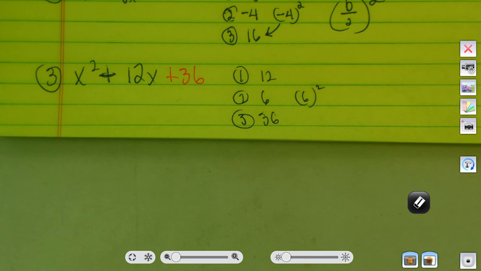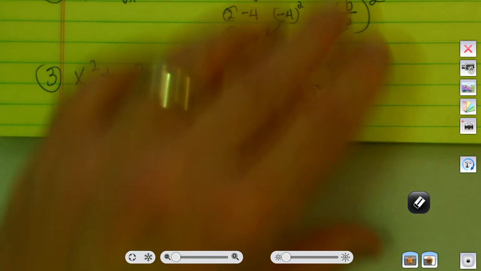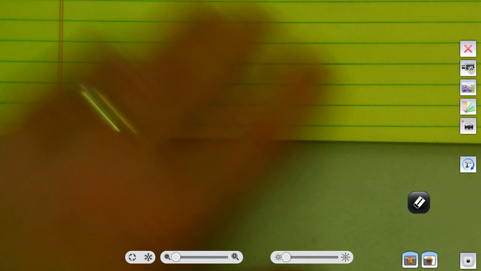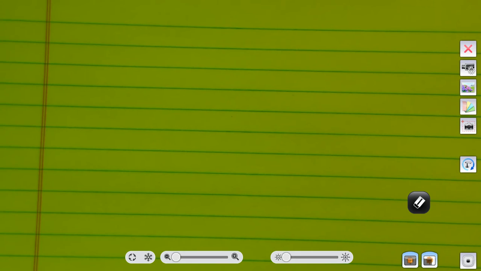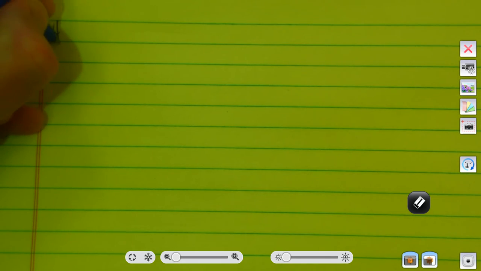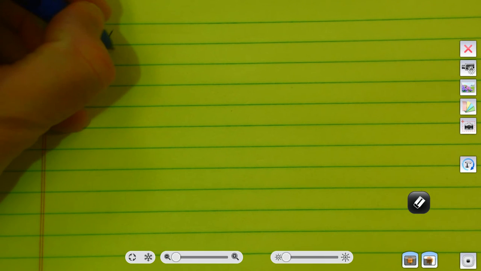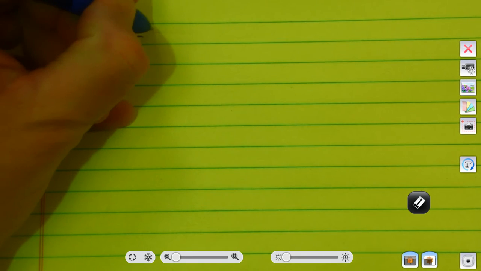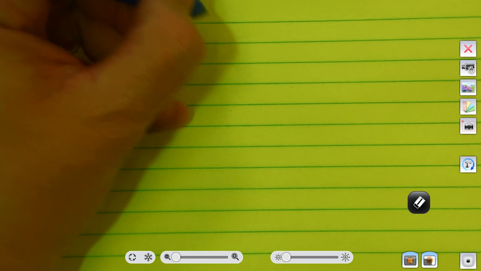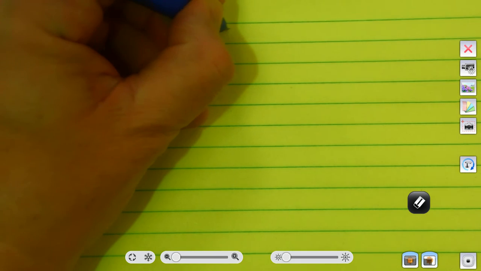Well, we know how to complete the square, but that doesn't tell us why that's beneficial yet. So we're going to use the process of completing the square to solve a quadratic equation. So let's look at that. Here's our 4th example. It is x squared minus 4x equals 3.